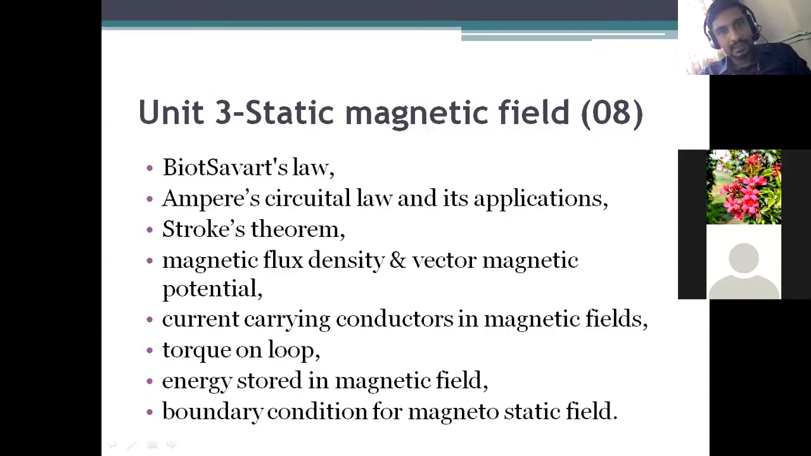Then comes static magnetic field, right? I told you the second part of this would be the magnetostatic field. So the third unit will cover it. Similar to Coulomb's law, there is an analogous law available in the magnetic field also. The Biot-Savart law, which is basically used to calculate the magnetic field intensity. Then followed by that, we have Ampere's circuital law and its application.